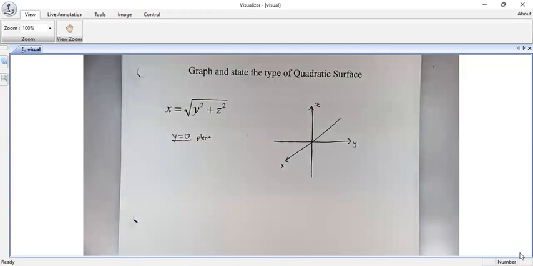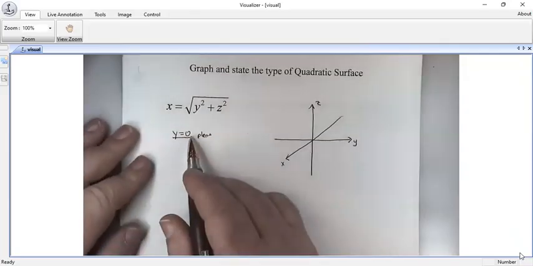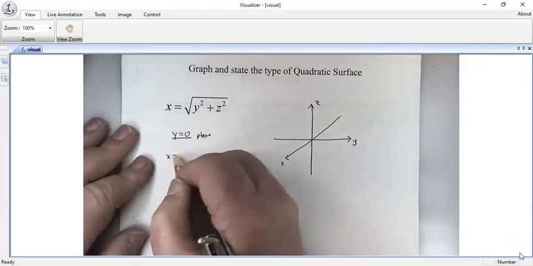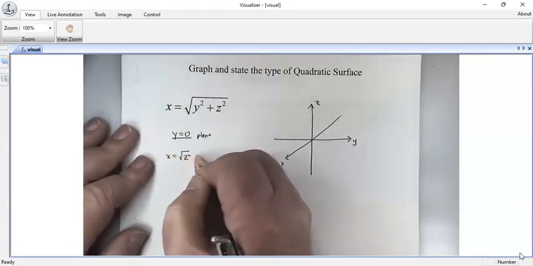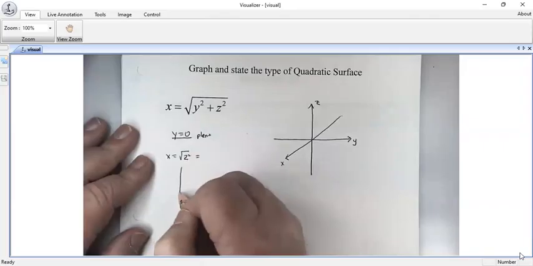Make y equal 0. Then I'm going to make x equal 0. Then I'm going to make z equal 0. Then I'll make x equal to a number if I'm looking for a particular format. You'll see in a second. So y equals 0. I'm going to get this equation. x is equal to the square root of z squared. What does that actually look like?